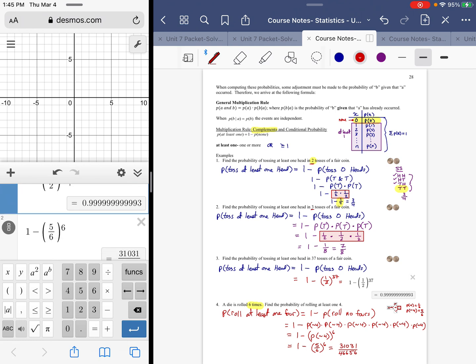All right, so a couple of different problems with different twists on them, but they're all ultimately related to the same concept.